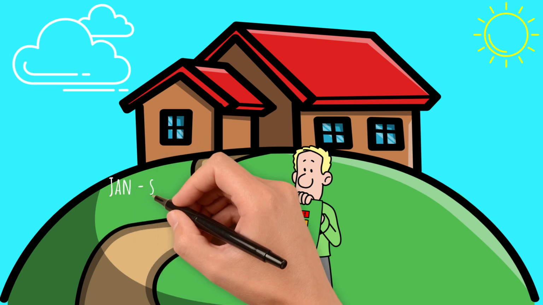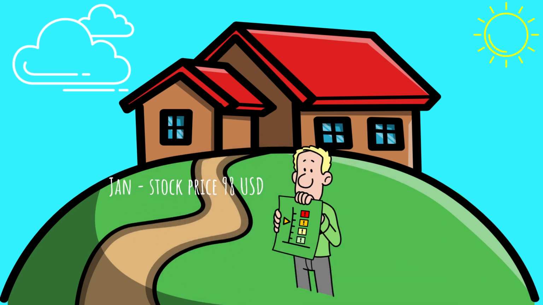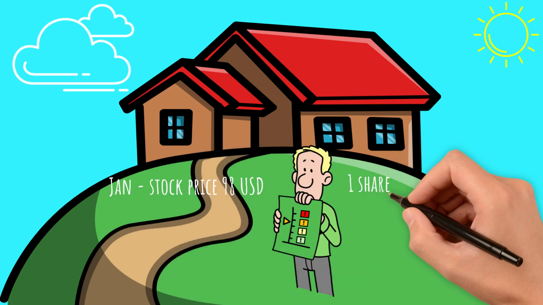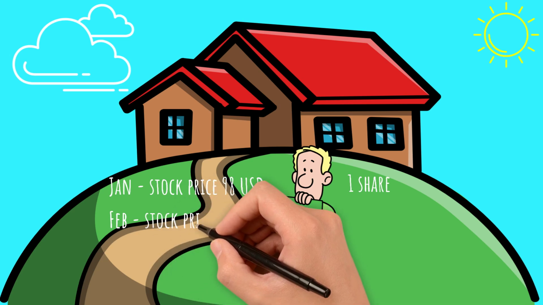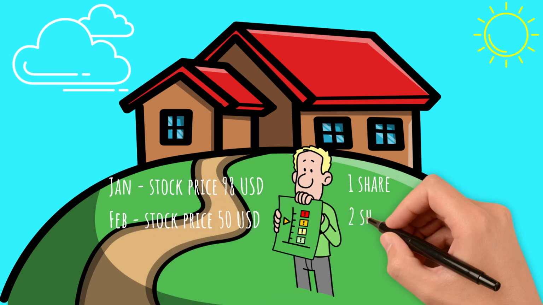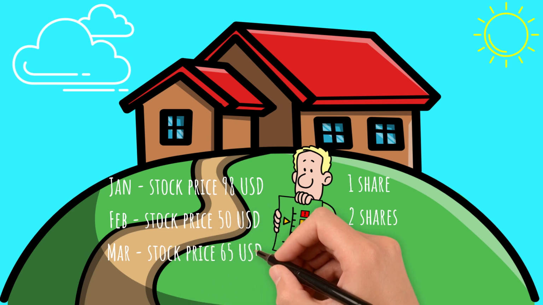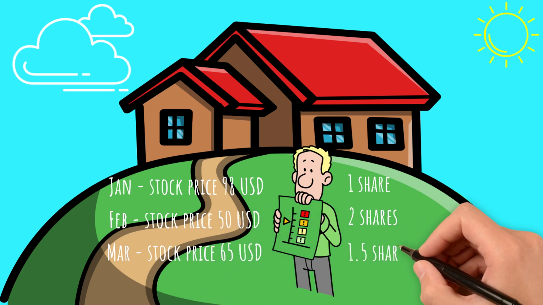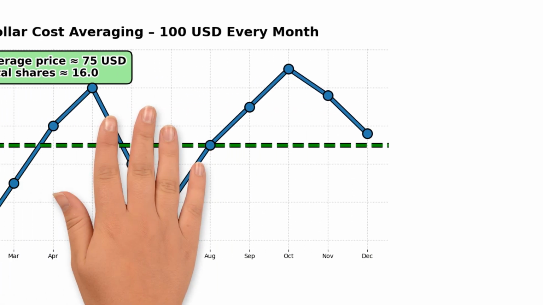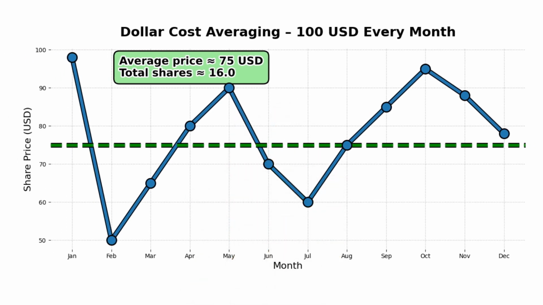In January, the price is high, so your $100 buys you one share. In February, the price drops, so your $100 buys you 2 shares. In March, prices rise again, so you buy 1.5 shares with the same $100. Over time, you pay an average price instead of guessing the perfect moment.